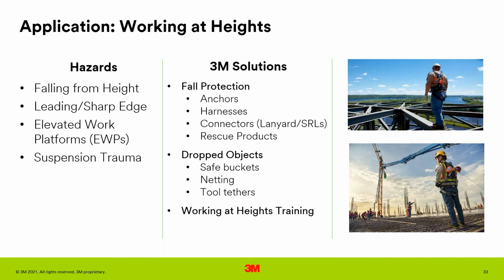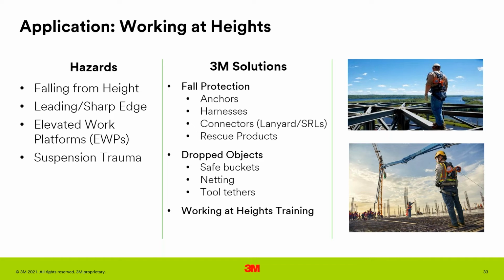The other thing is something called suspension trauma. When you fall, if you're not rescued in a certain amount of time, the blood will pool in your legs and you can pass out and eventually die from this concept of suspension trauma. So one of the new things on 3M products is we have these trauma straps on the fall protection harnesses, and you can undo those trauma straps and put your leg in there to help reduce that suspension trauma if you should fall.